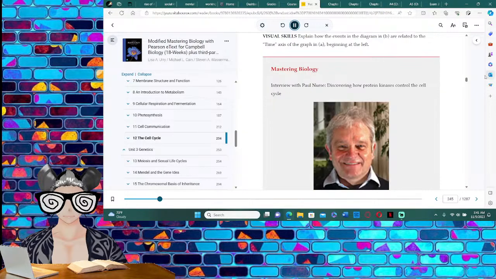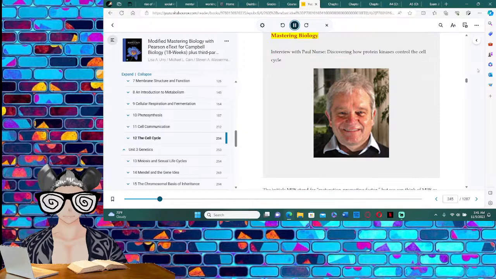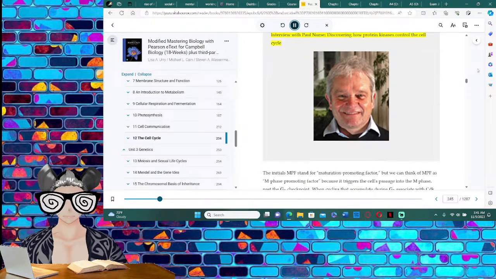Figure 12.16 Full alternative text. Visual skills: explain how the events in the diagram in B are related to the time axis of the graph in A, beginning at the left. Mastering Biology. Interview with Paul Nurse: Discovering How Protein Kinases Control the Cell Cycle.